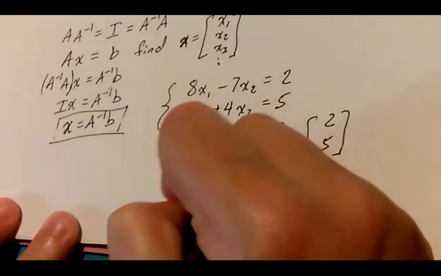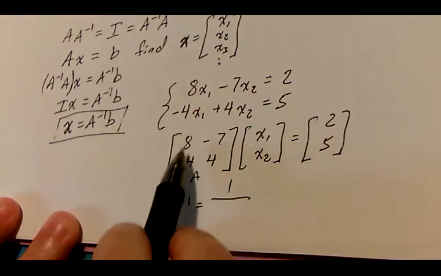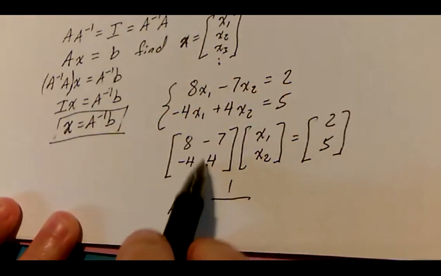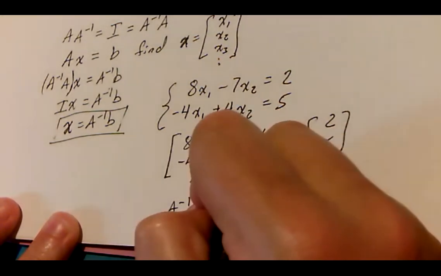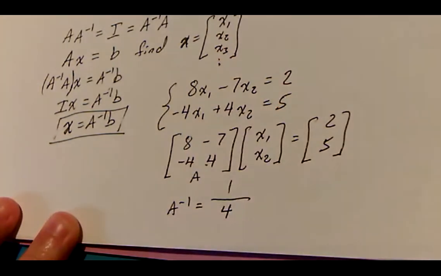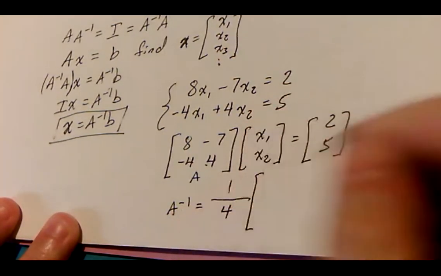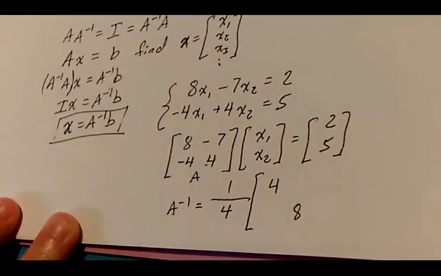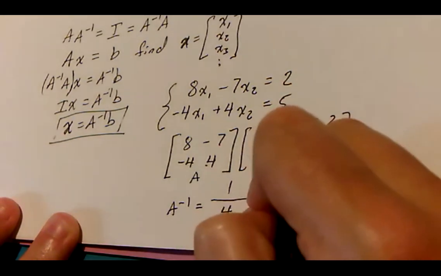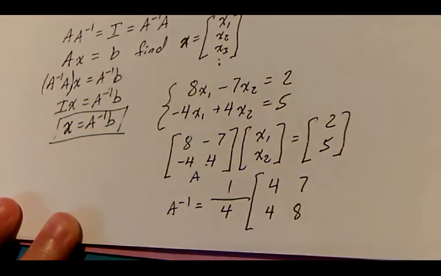So this is A, and we're going to find A inverse. First, remember, this is 1 over the determinant. 8 times 4 is 32, minus negative 7 times negative 4 is 28. So this is 1 over 4, since 32 minus 28 is 4. We multiply that by the matrix where we switch the numbers on the diagonal, so 4 and 8 switch places. The other numbers stay where they are, but they change sign and become positive.